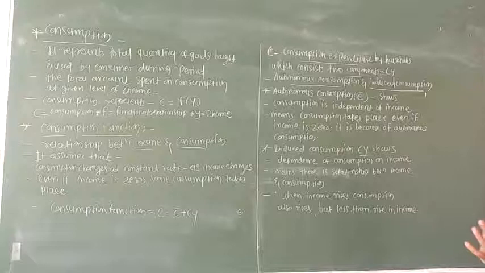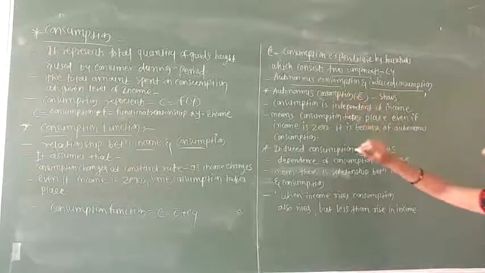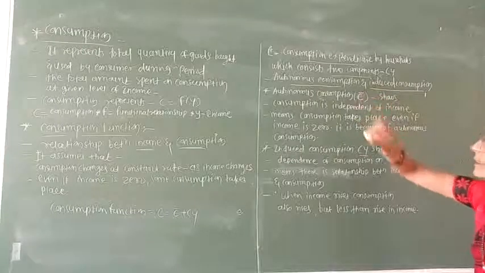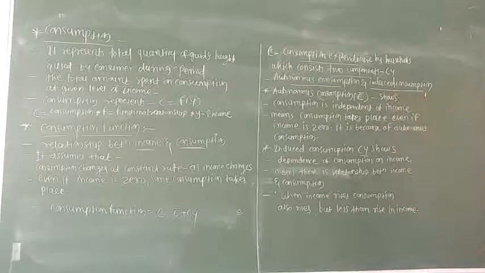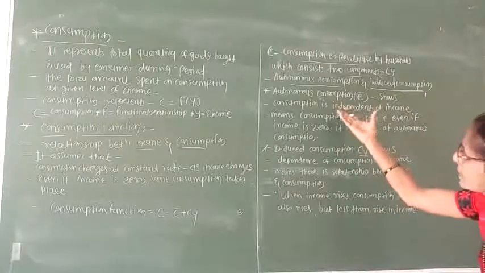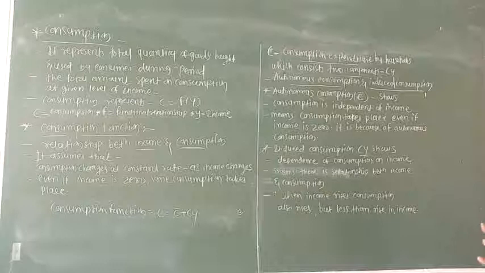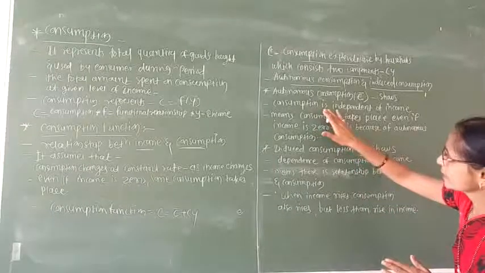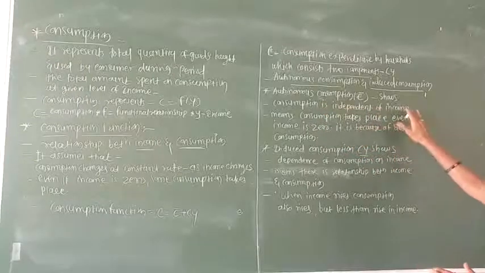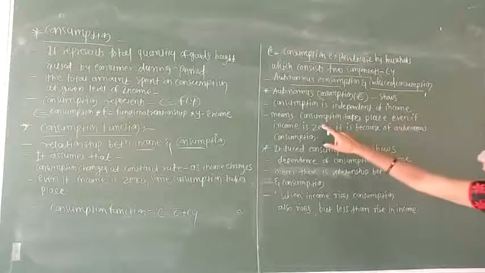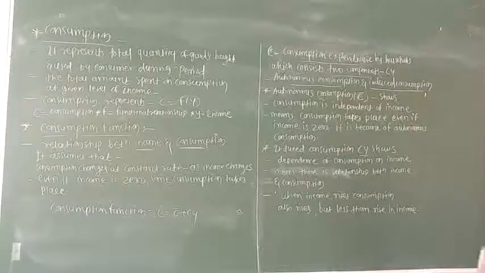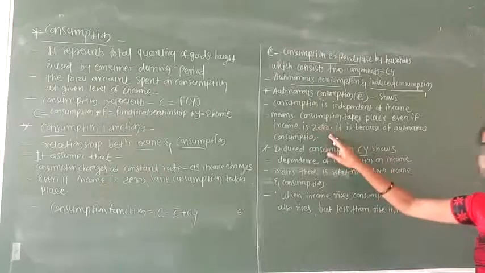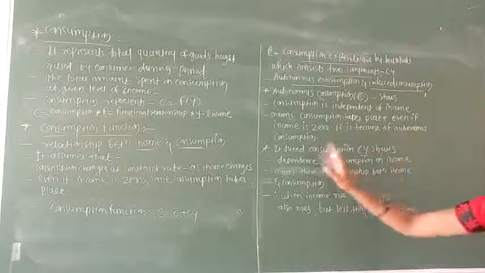Autonomous means independent. Here the autonomous consumption, which is denoted by C dash, shows the consumption is independent of the income. See here, what does the autonomous consumption show? It shows us the consumption is independent of the income. It means the consumption takes place even if the income is 0. It is because of the autonomous consumption.